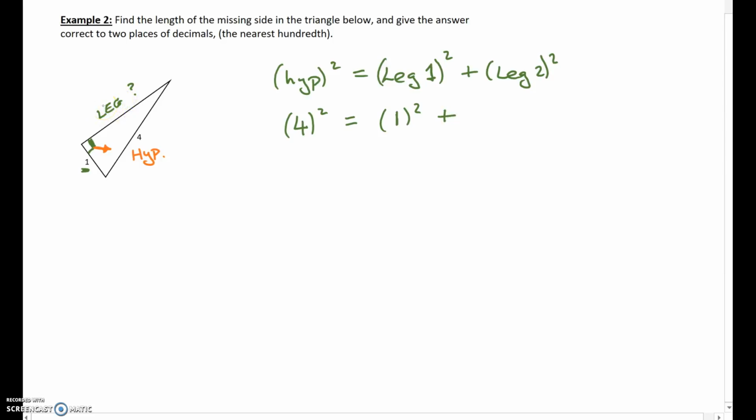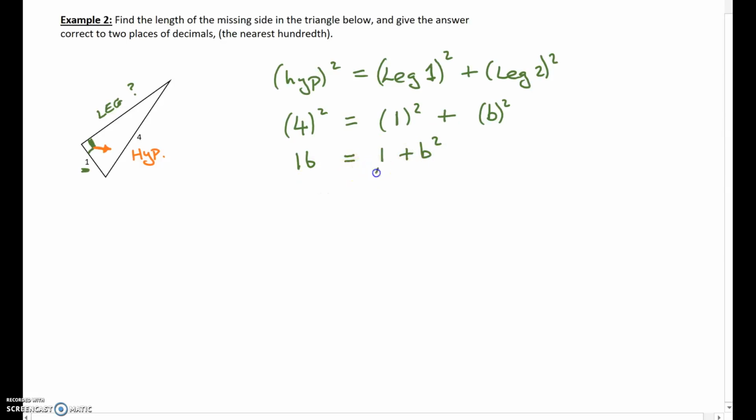Now, books tend to call the legs A and B. You can call them X and Y. You can call them whatever you like, but let's say we call it B. Okay? It doesn't matter what variable you use there. So 4 squared is going to be 16. 1 squared is just going to be 1 plus B squared.